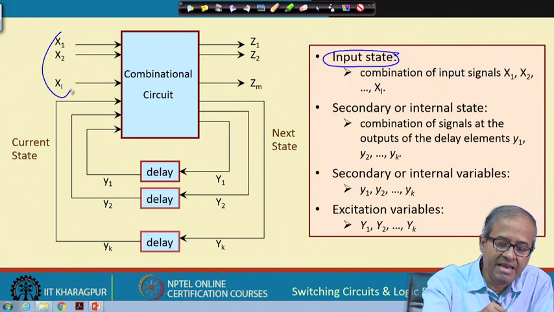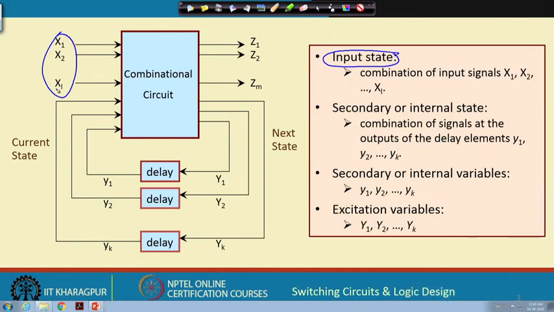Let us say there are L input variables x 1, x 2 to x L. So, there can be 2 to the power L possible combinations. They determine something called input state. So, some input is applied to a combination circuit. Then you have some internal state, which is sometimes also referred to as secondary state. This refers to the combination of the outputs of the delay elements, the small y 1 to small y k.